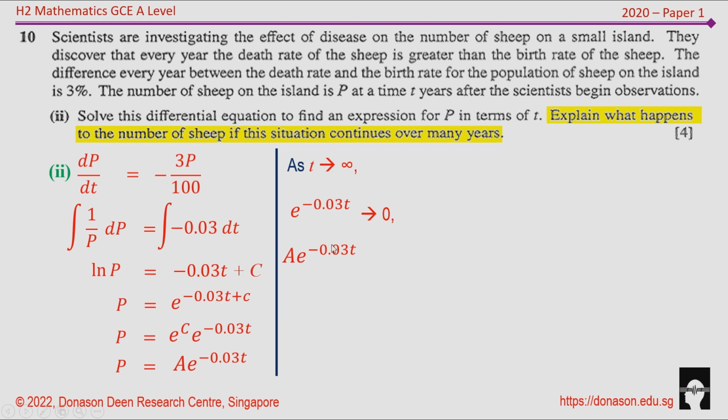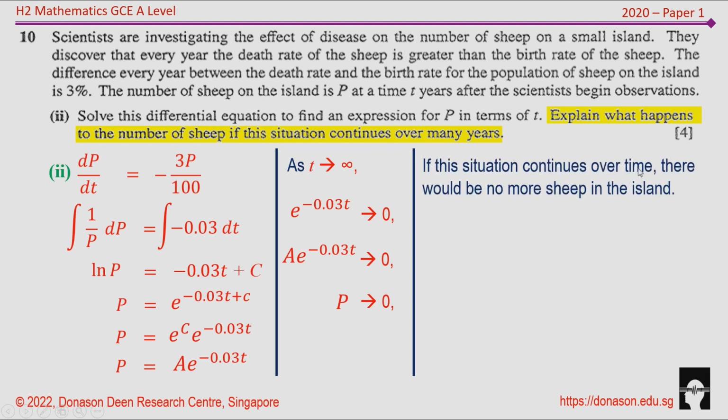So what will happen to the population if this situation continues? If I take this part, it is going to become 0, and multiplied by any constant that you have, which is a, this is of course going to become 0. If this is equal to 0, what will happen to the population? Of course, the population will ultimately become 0 as well. So over many years, if you don't do anything about it, the population of the sheep is going to become 0, or it's going to become extinct. If the situation continues over time, there would be no more sheep left on the island. So that will be the answer for part 2.